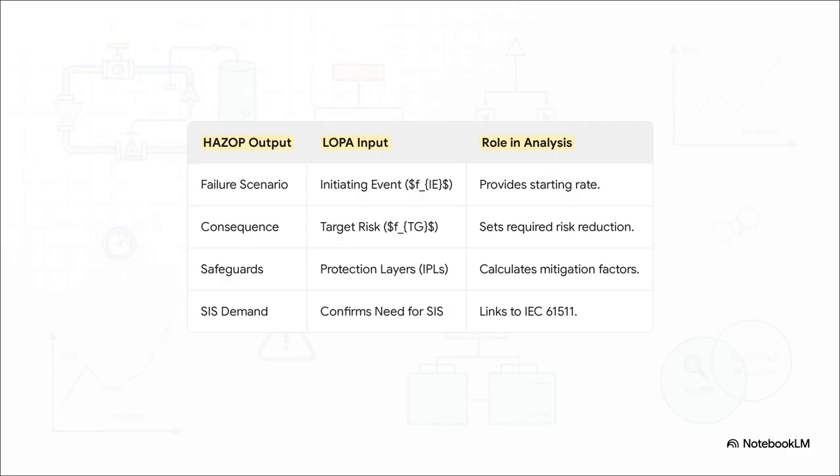Now just look at how directly the HAZOP feeds this entire process. The causes you identify in the HAZOP give us our initiating event frequency. The consequence severity determines our target risk. The safeguards that are identified become our independent protection layers in the calculation. And critically, the HAZOP worksheet has to flag any scenario that places a demand on an SIS, which creates a direct, auditable link to functional safety standards like IEC 61511.